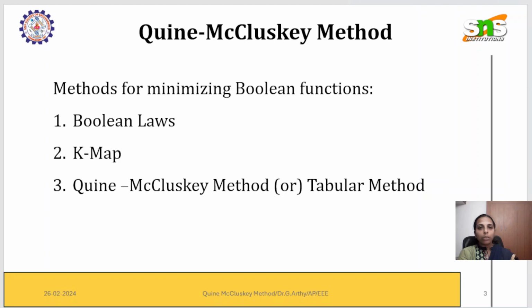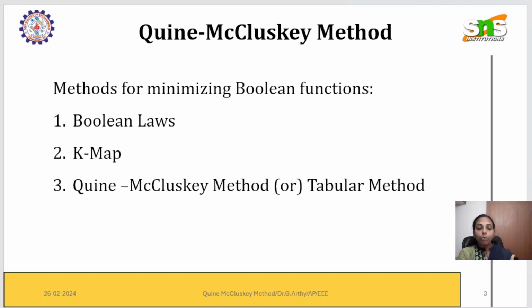Boolean laws are used when the Boolean expression has 2 to 3 variables. If the number of variables is greater than 3, then the complexity of using Boolean laws increases. So we move to K-map or Karnaugh map. These two methods have been discussed in my previous videos. When the number of variables in a Boolean expression is 4 to 5, K-map could be used. If the variables in an expression exceed 5, then using K-map also will be complex.